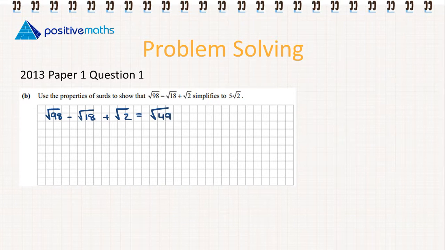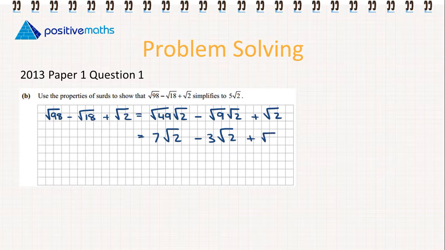98 will change to be the square root of 49 by the square root of 2. That will be minus the square root of 9 by the square root of 2 plus the square root of 2. So now all of my terms have the square root of 2. The next line is going to be 7 by the square root of 2 minus 3 by the square root of 2 plus the square root of 2. So 7 minus 3 is going to give me 4, plus 1, so my answer will be 5 times the square root of 2. Therefore I have shown that it does simplify to be 5 times the square root of 2.